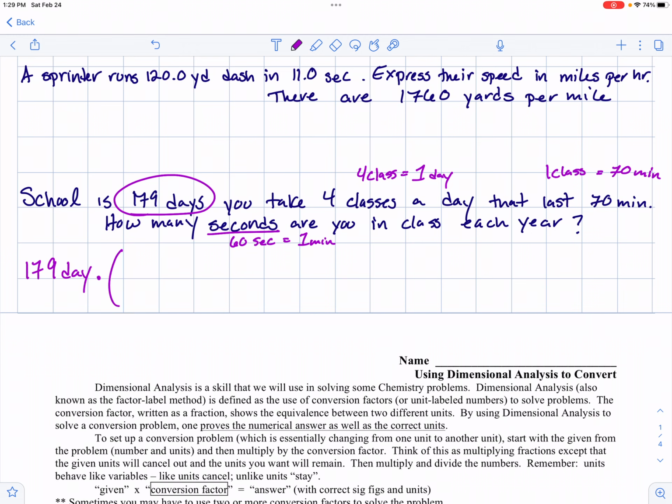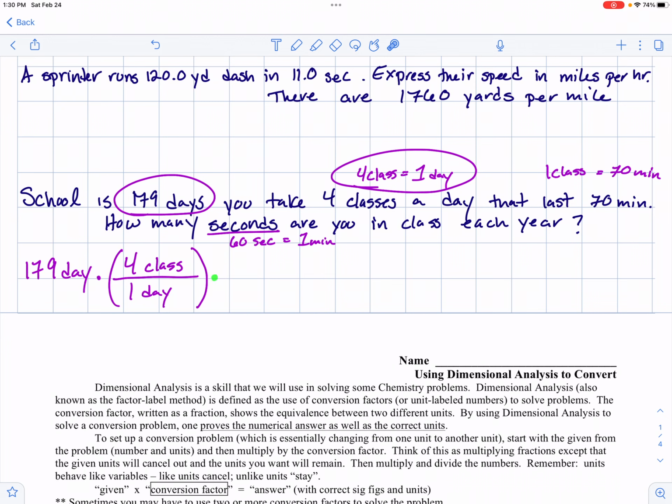So my first conversion factor I'm going to do is this one here, because I want to know how much time I'm spending in class. So I know that I'm in class 4 of them for every 1 day. Now, if you stop here, if you do the math, if you take 179 times 4, that's going to tell you that you take about 716 classes per year, per the 179 days. So that's going to come out to be 716 classes.